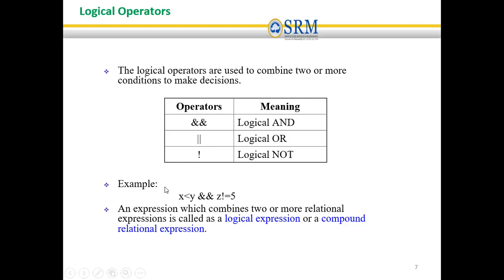Let's consider this example: x less than y and z not equal to 5. So, this combines two relational expressions with the help of one logical operator. This type of expression is also called a compound relational expression.